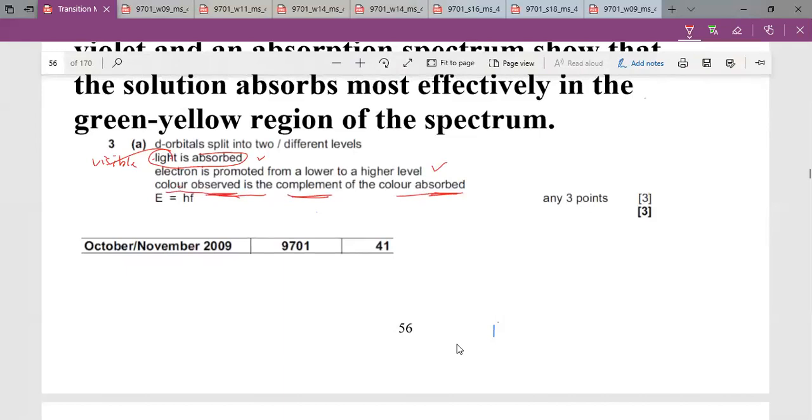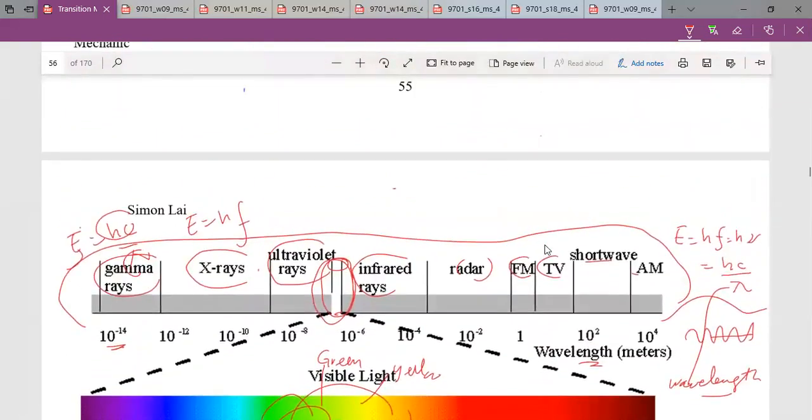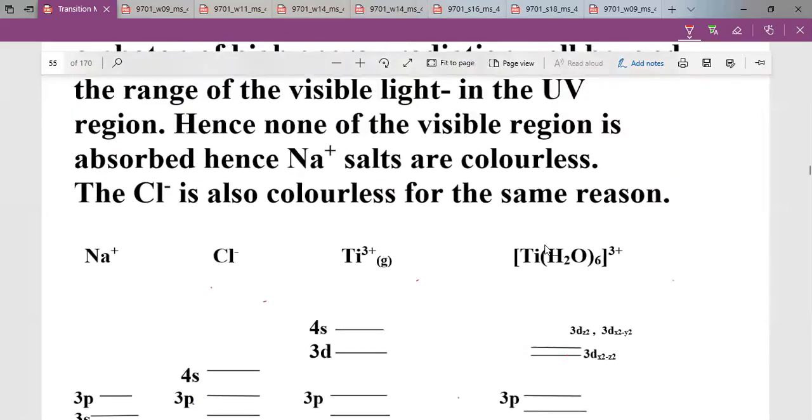Color absorbed is complement to the color observed. That means this light which is absorbed will be complement to the color of the light that is not absorbed, which is the observed color, right? And we come to this afterwards. This is the energy difference between the two levels of energy.